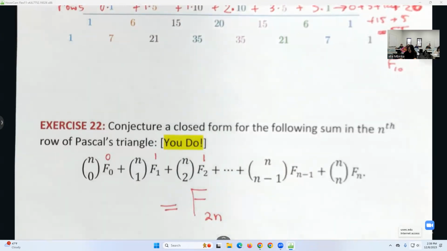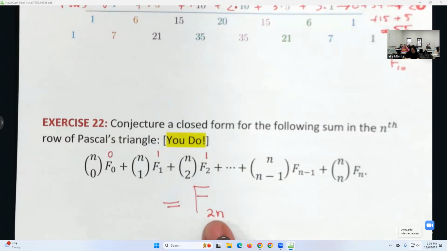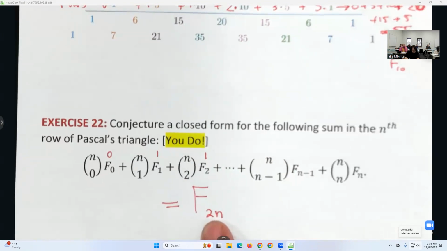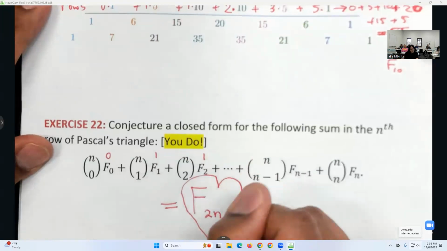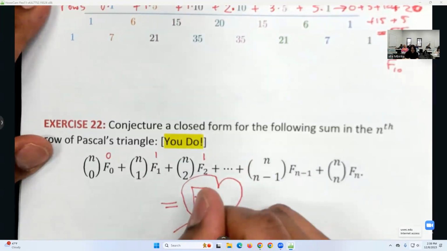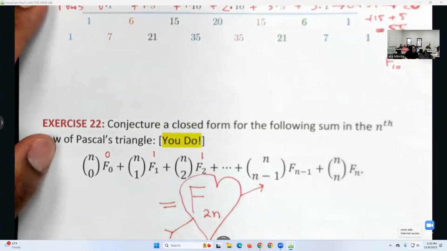So this is a fourth closed form, but sadly, it's only for the Fibonacci numbers whose subscripts are even. So it's not a good closed form unless all you care about is subscripts that are even. So this is how the love story ends, but it doesn't end there. Every good story ends with tragedy. Okay.